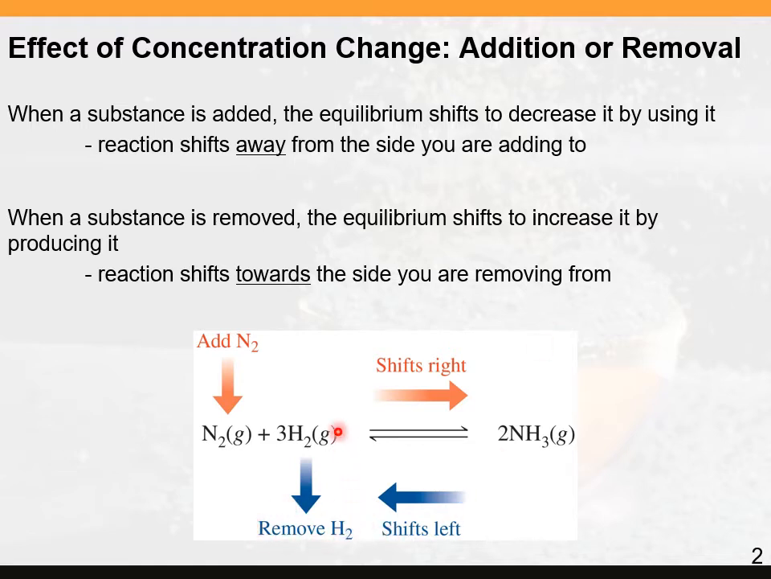If you remove hydrogen from this equilibrium, now there is too little hydrogen. The system will want to make more. To make more of it, it has to shift left.